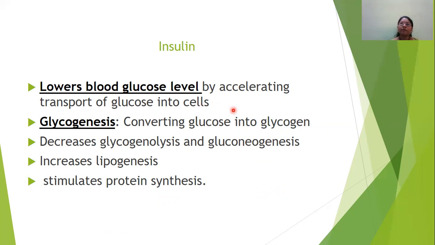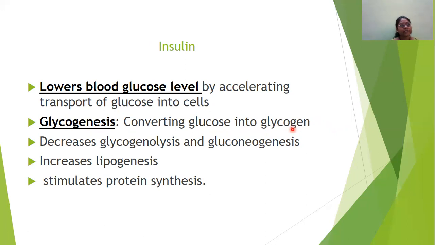So after taking a meal, the glucose level of the blood is increased, and as the glucose level of the blood is increased, all the cells of the body take up that glucose, and that glucose uptake is mainly done because of the insulin. It also does another function called glycogenesis, that is conversion of glucose to glycogen. Glycogen is a stored form of glucose which is stored in the liver.